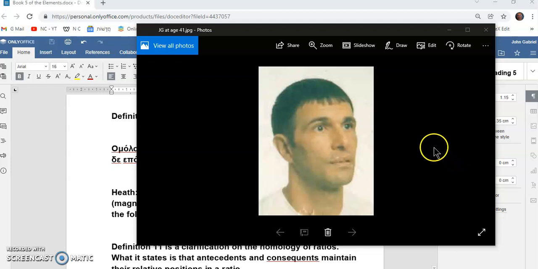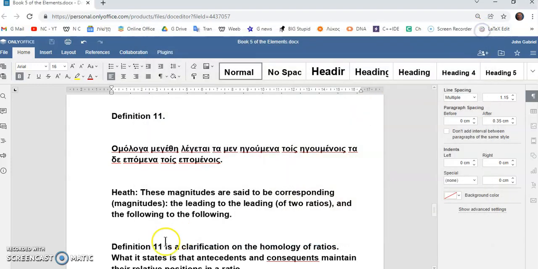My name is John Gabriel, and today I'm going to be discussing the definitions in Book 5, particularly 11, 12, and 13. So, without further ado, let's begin. Now, on first investigation, these definitions might not appear to say much, but they're actually important, and they're there for a very good reason. So let's look at those definitions and see what they say.